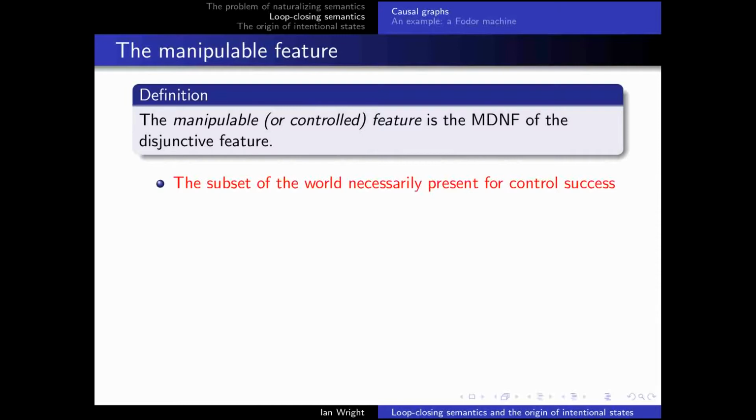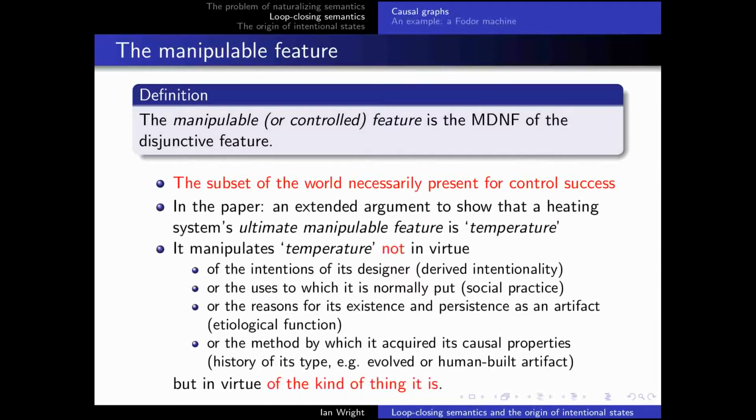In the paper, I argue that if we consider all possible loop closing models for a heating system, then its manipulable feature converges to temperature. So a heating system manipulates temperature and not air pressure or any other covariant feature that might be present in any particular situation. Now, this might strike you as an underwhelming result until we consider that the definition of manipulable feature helps decide much less obvious cases.